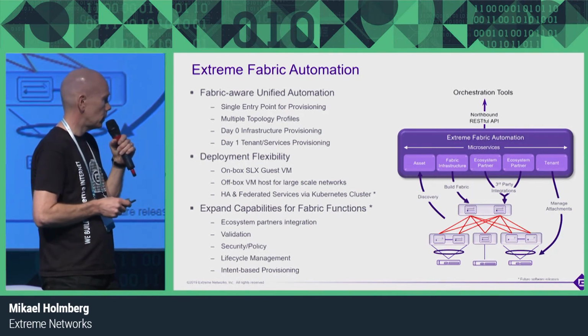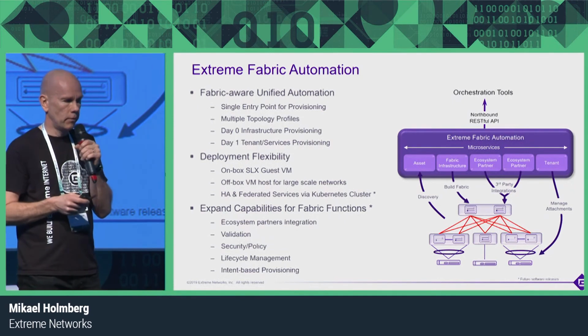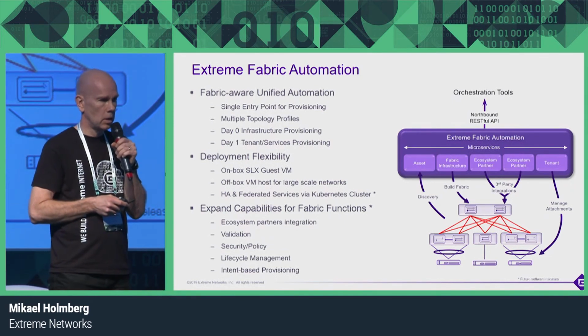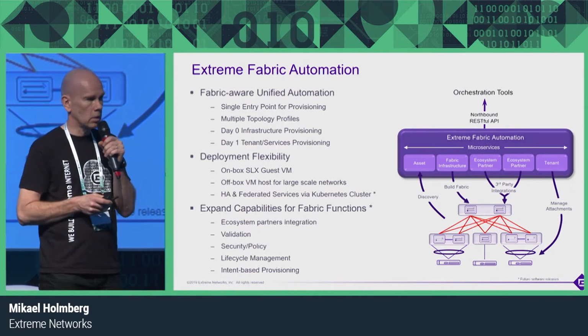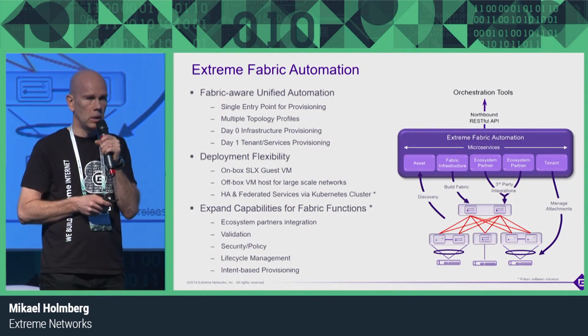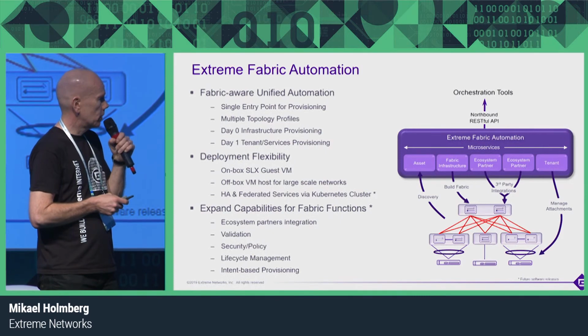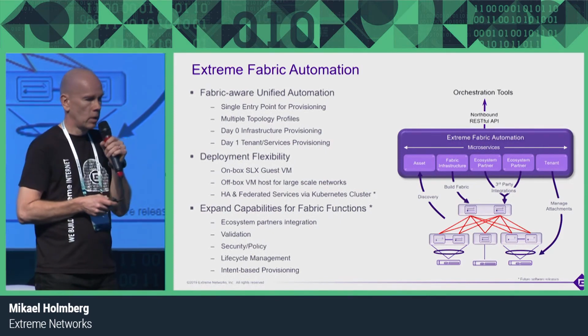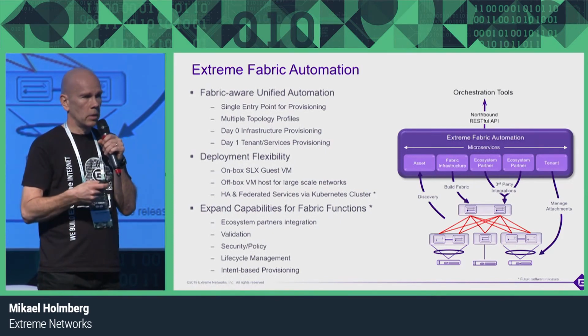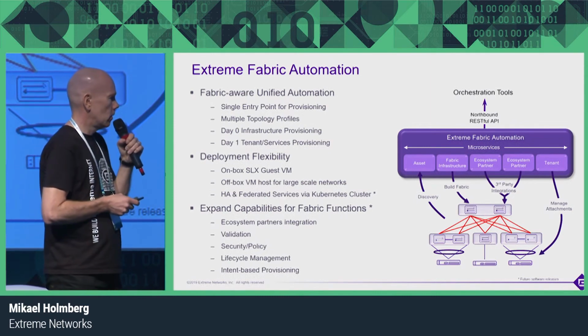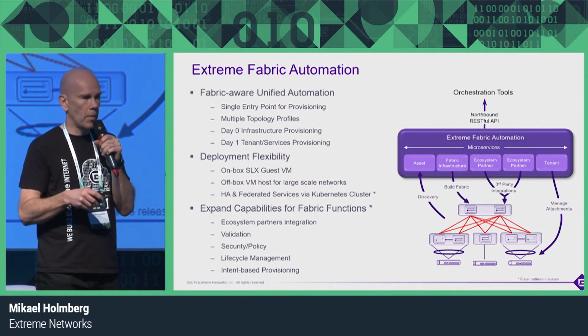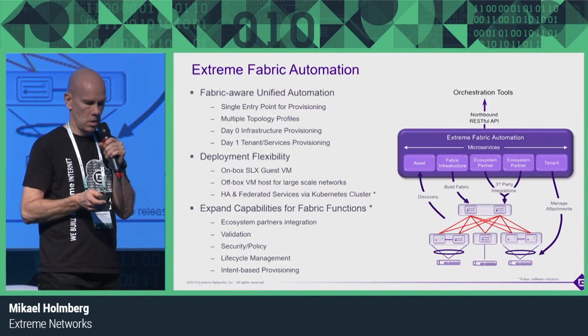We have HA, we have federated services, and obviously these are based on Kubernetes clusters, so you can have multiple of these for HA. And then you go into the expanded capabilities, where you have eco partner integration, and different validations of the fabrics, things like that.